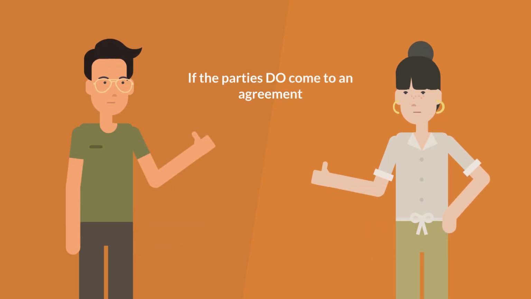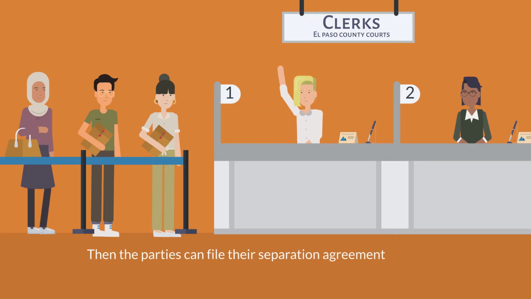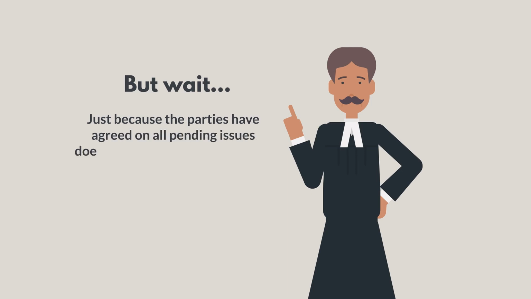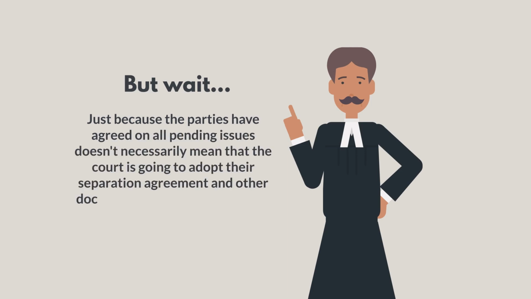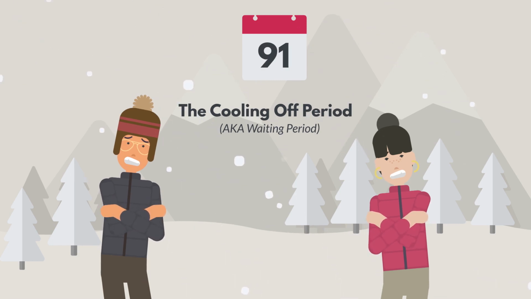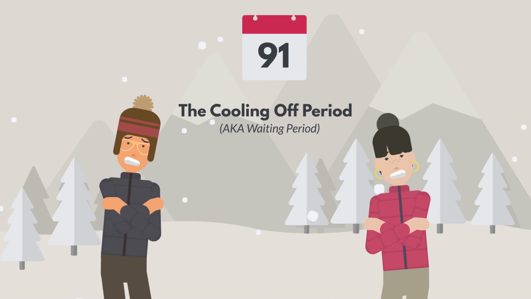However, if the parties do come to an agreement and mediation is not needed because the parties have agreed on all issues, then the parties can file their separation agreement and other related documents with the court. Now, there is a little bit of a catch. Just because the parties have agreed on all pending issues doesn't necessarily mean that the court is going to adopt their separation agreement and other documents as orders of the court right away. So there's something called a cooling off period or a waiting period. And so parties have to wait at least 91 days before the court can accept their separation agreement and adopt their separation agreement as an order of the court.